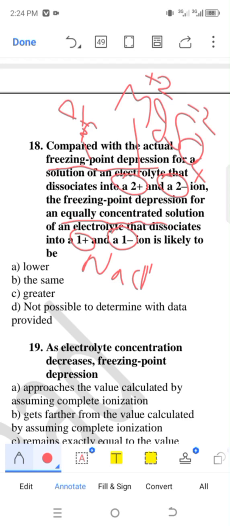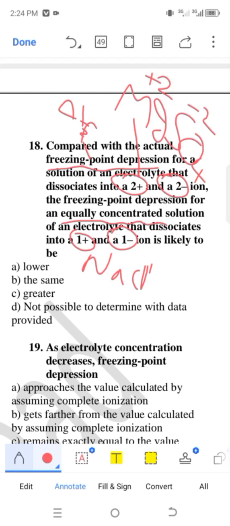So the effect of the positive one and negative one must be more than the effect of positive 2 and negative 2, because we have a term of ion effective, the existing ions. As the attraction between the ions becomes more, the ion effective decreases. So the attraction between the ions in MgSO4 is much more than NaCl, and the ion effective in solution of MgSO4 is less than the ion factor in the NaCl.